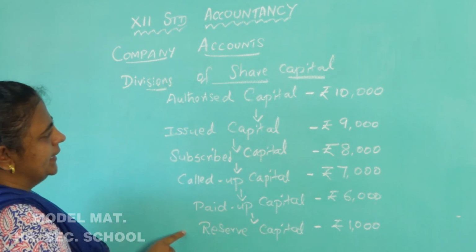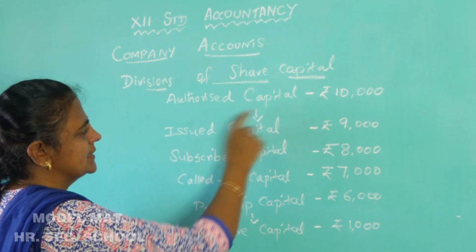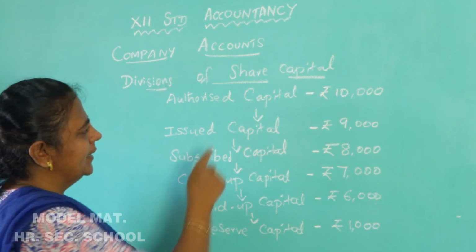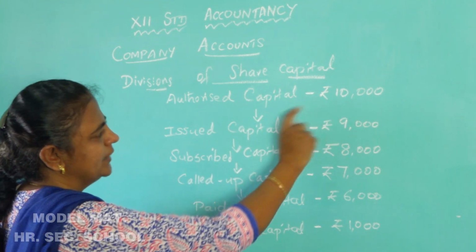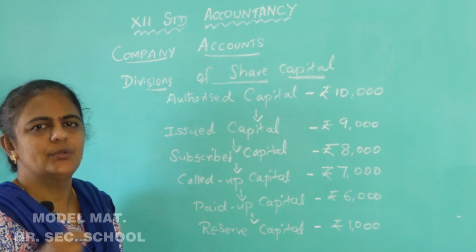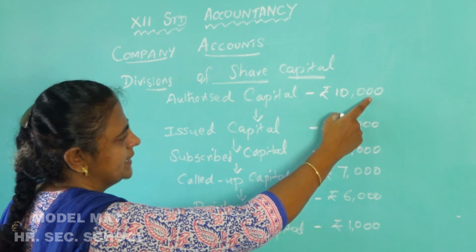I will repeat once again. First one is the authorized capital. This is the maximum amount of capital which we can collect from the public. It will be mentioned in the memorandum. It cannot be altered very easily. If you want to make any alterations, you have to pass a special resolution. Example I have given, rupees 10,000.